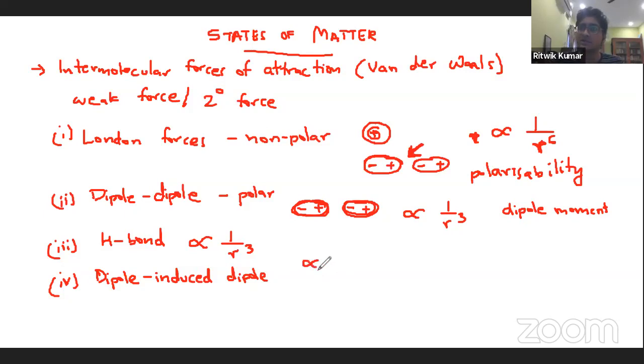So this also varies inversely to the 6th power of the distance between the molecules. And this depends on both the dipole moment of the polar molecule and the polarizability of the non-polar molecule. These are the 4 different types of van der Waals interactions that you'd observe.